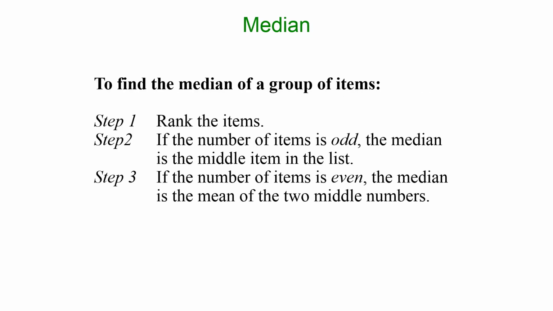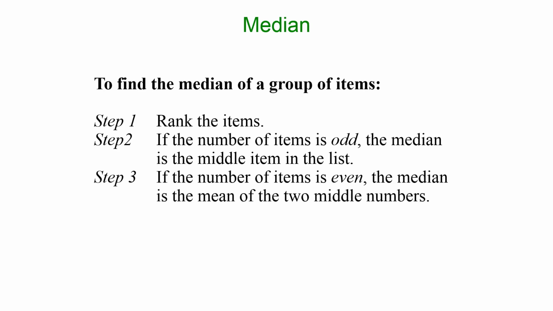The procedure is step 1, rank the items. We use the term rank to mean put them in order. If the number of items happens to be odd, then the median is the middle number. If the number of items is even, then the median is the mean of the two middle numbers.